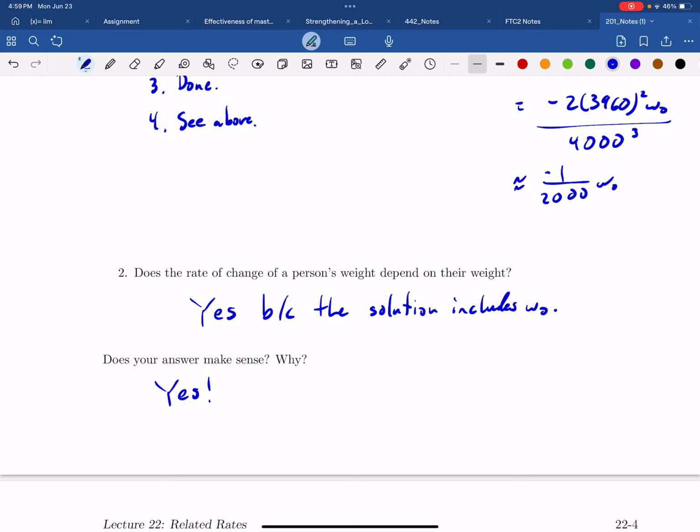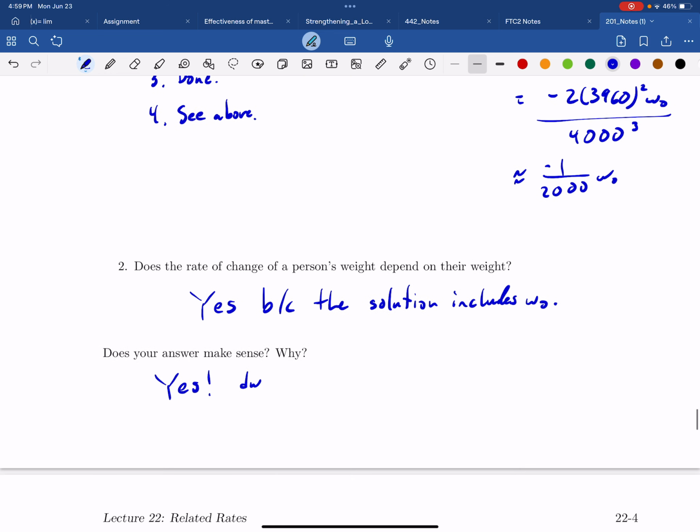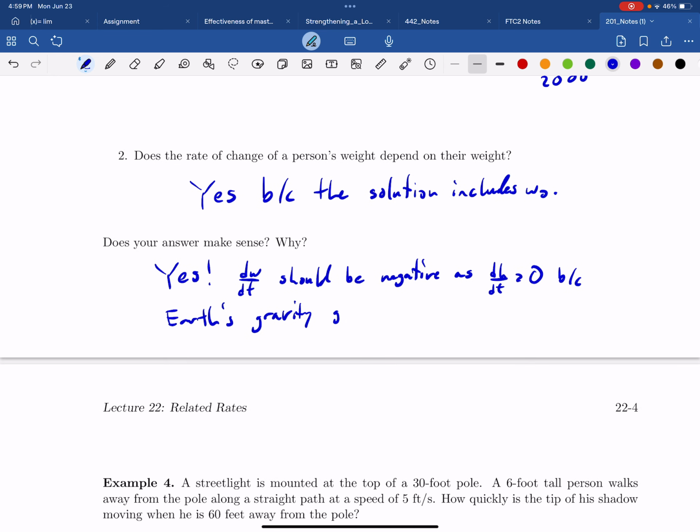Yes. When you go above the Earth's atmosphere, the further you get away from Earth, the less Earth's gravity is going to have a pull on you. So I guess dW over dt should be negative as dH over dt is greater than 0, because Earth's gravity gets weaker.